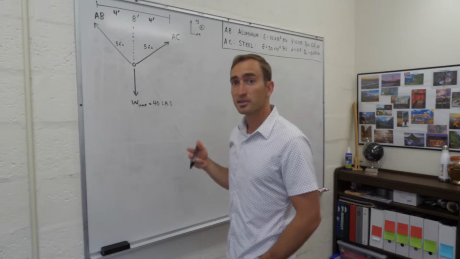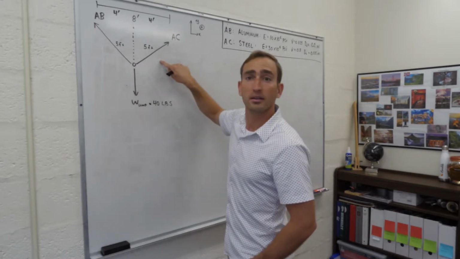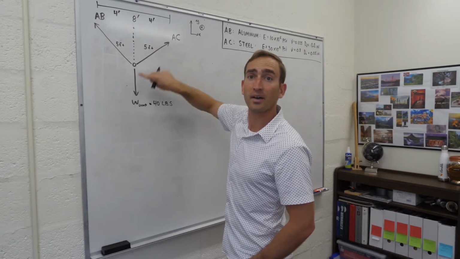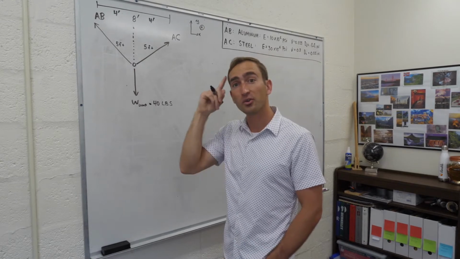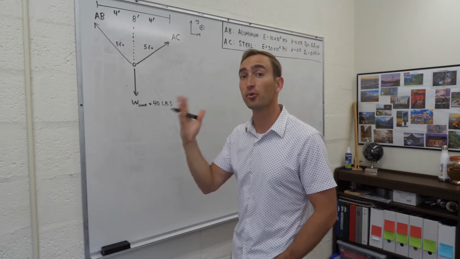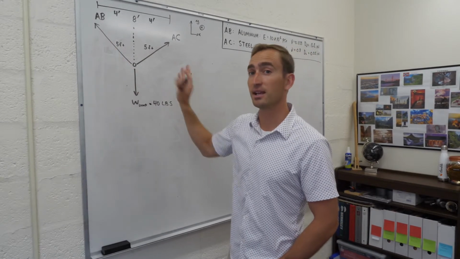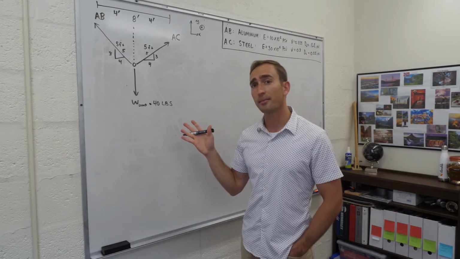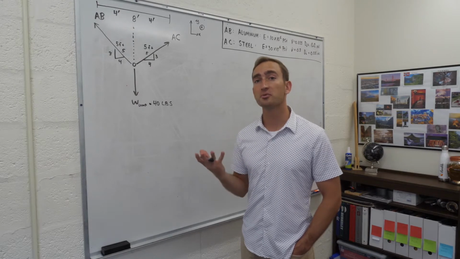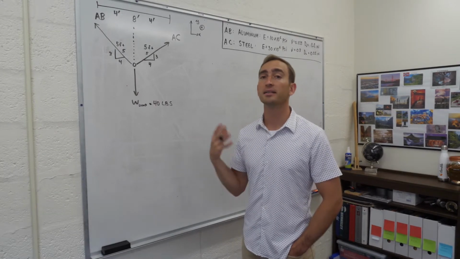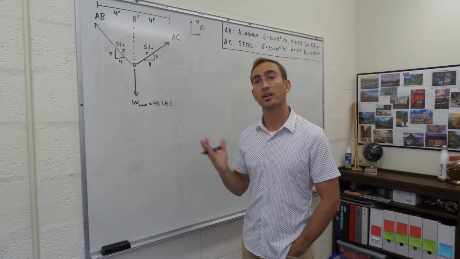What this tells us is that we've got 4 down here. 5 is the hypotenuse, so if we do some thinking, we'll recognize this as a 3, 4, 5 triangle. And that's going to be the case for both AB and AC. Now that we know the geometries of both of the cables, we can do the sum of the forces in the X and the sum of the forces in the Y to calculate the forces in both of the cables. And I'll do that right now.